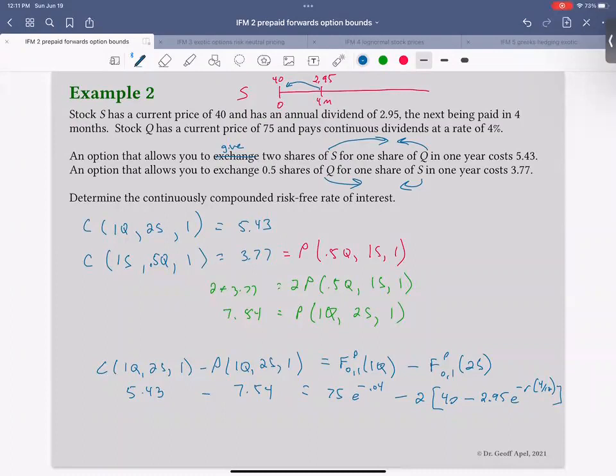So in fact, I probably won't even show the steps. We could probably do all this right on the calculator, right? So we've got this whole 5.43 minus 7.54. And then I'm just going to minus 75 e to the negative 0.04. Love this calculator, right? It's awesome. And then I'll divide by -2 to cancel out the -2. I'm going to subtract the 40. Just kind of peeling away layer by layer. And then I'm going to divide by negative 2.95.